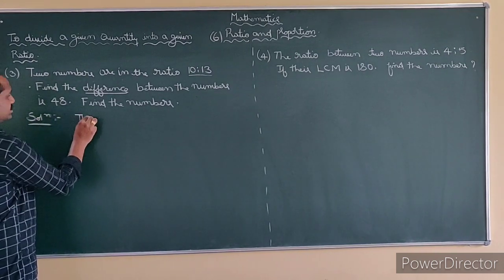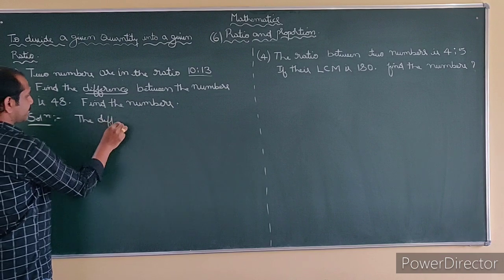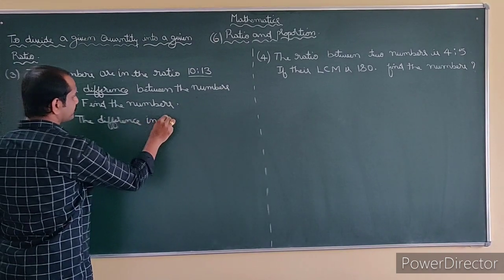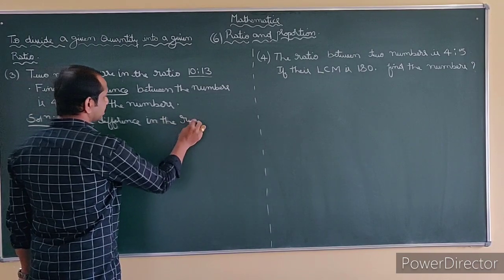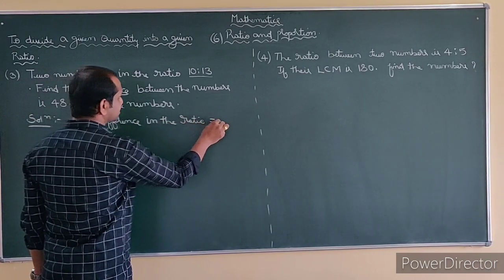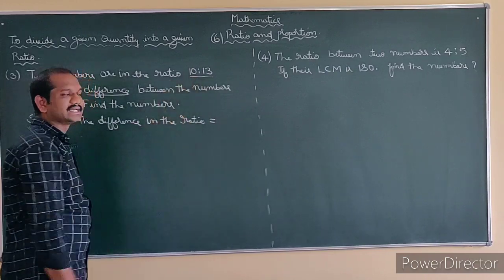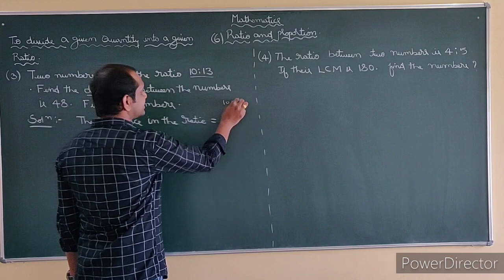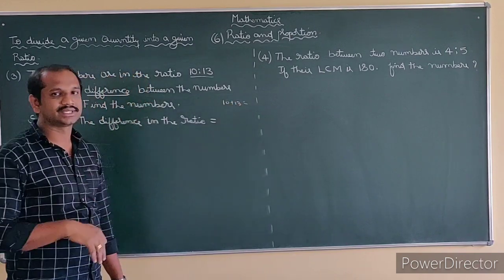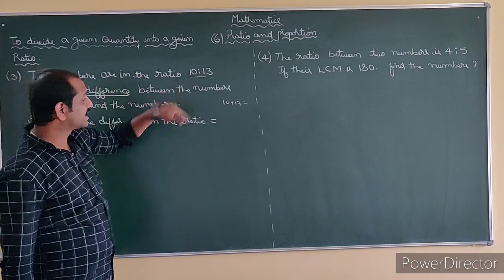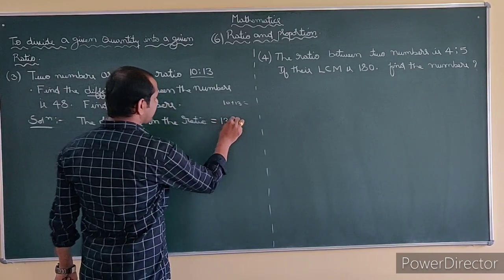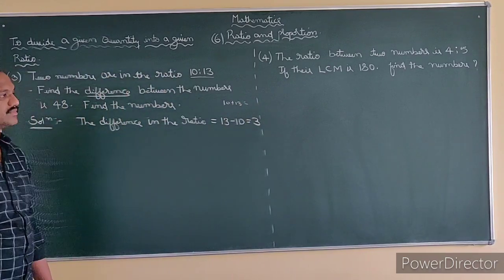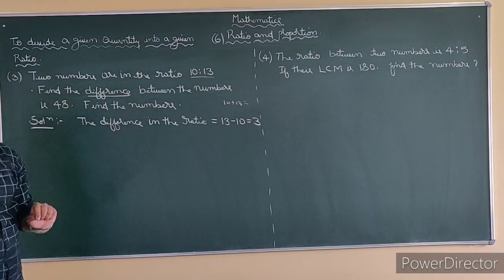The difference in the ratio. How much is the difference in the ratio? Now 10 is a smaller number, 13 is a greater number. When we were doing the addition, we were doing 10 plus 13, right? In the last problems. But now since it is a difference, the greater number should come first. That is 13 minus 10, which is how much?